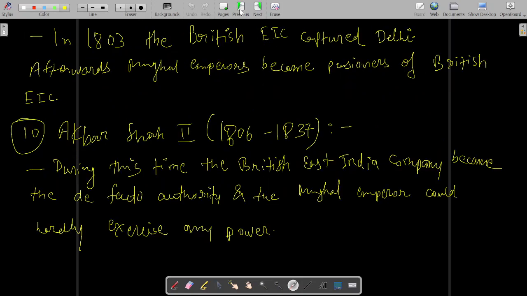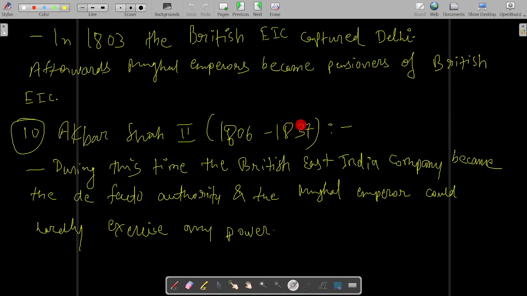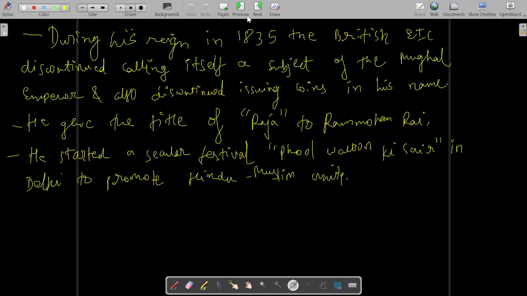During the reign of Akbar Shah II, in 1835, the British East India Company discontinued calling itself a subject of the Mughal emperor. Akbar Shah II ruled up to 1837, but during his reign in 1835, what happened? The British East India Company stopped calling itself a subject of the Mughal emperor. They said that we are no longer a subject of the Mughal emperor, meaning you are not a king.